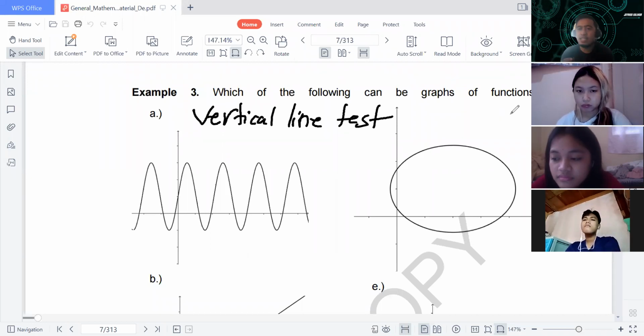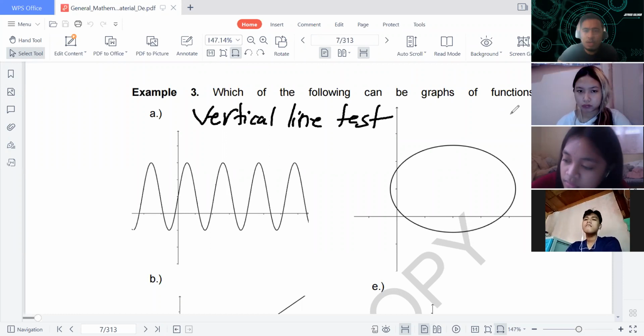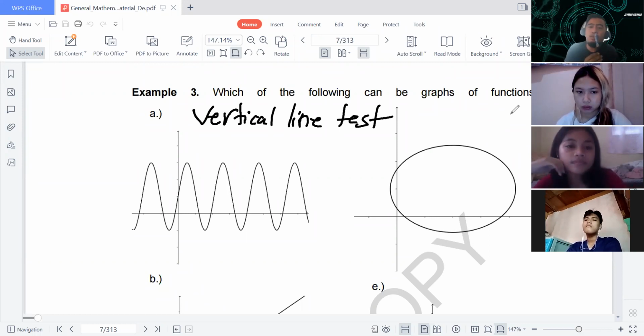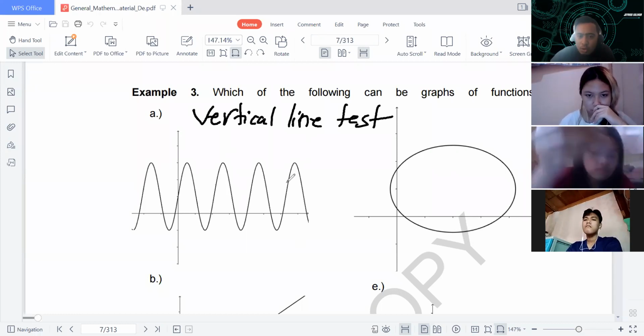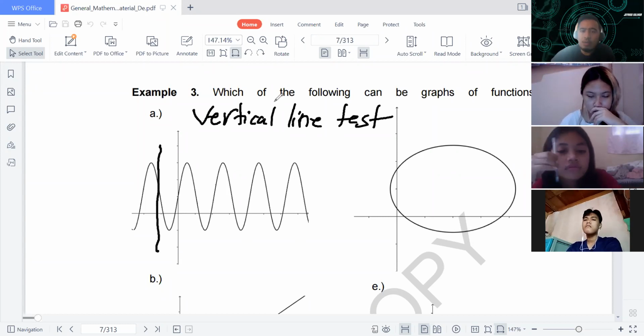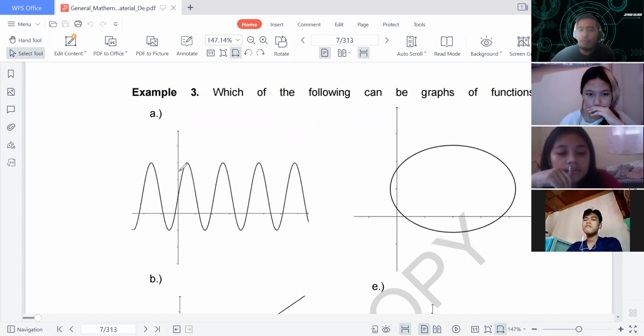Since it is a graph, for example, this is your pen. You will just drag your pen from left to right. If your pen crosses your graph only once at all times, then that is a function. Just like in A, is it a function? Yes, because if you draw a vertical line in all places, it will cross your graph only once, right? So this is a function.